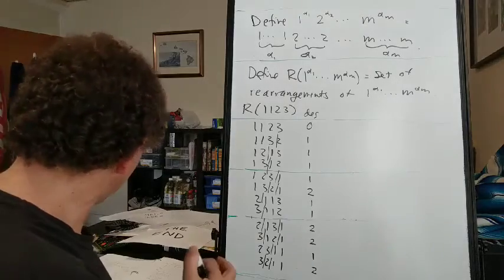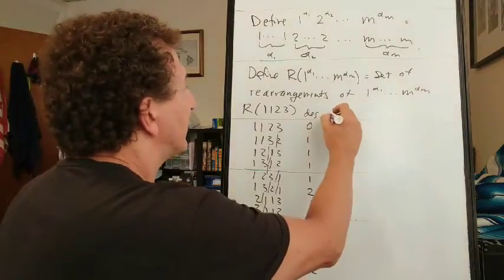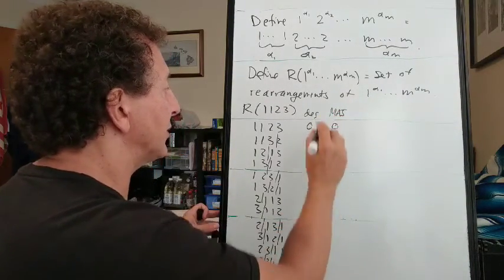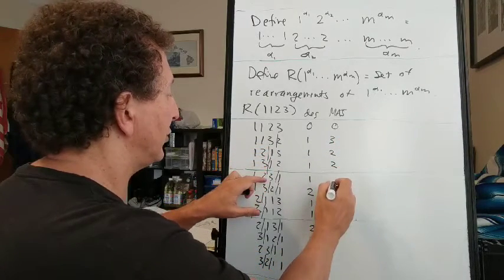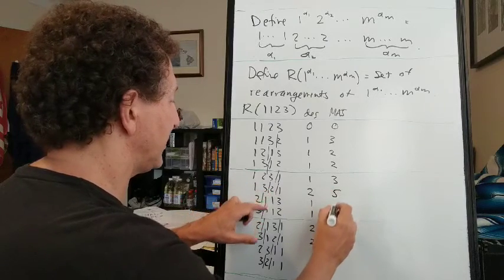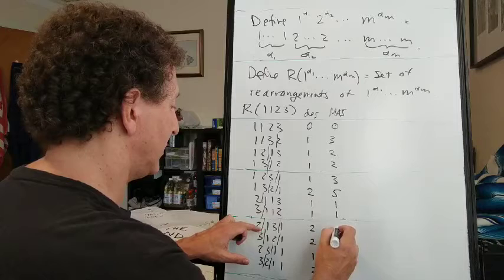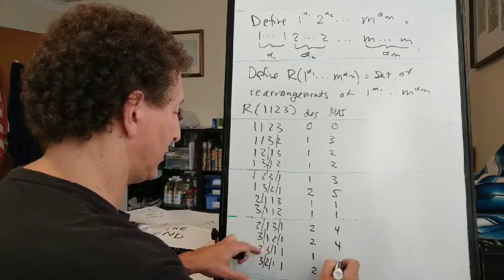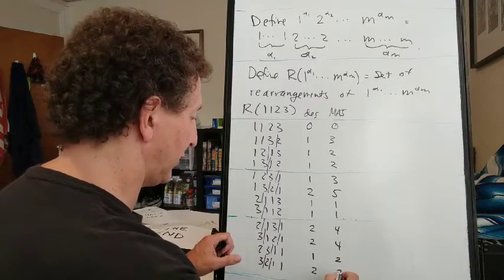And then we can define the major index to be the sum of the descent positions, just like we would for permutations. So major index is going to be 0, 3, 2, 2, 3, 2 plus 3 is 5, 1, 1, 1 plus 3 is 4, 1 plus 3 is 4, 2, and 1 plus 2 is 3.